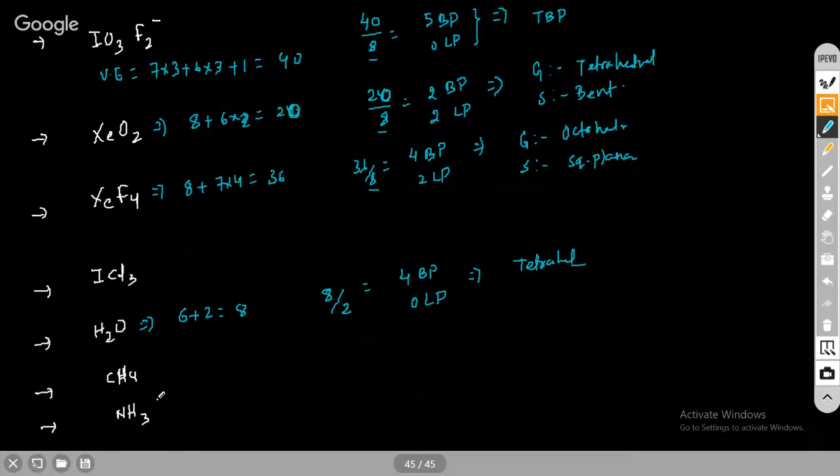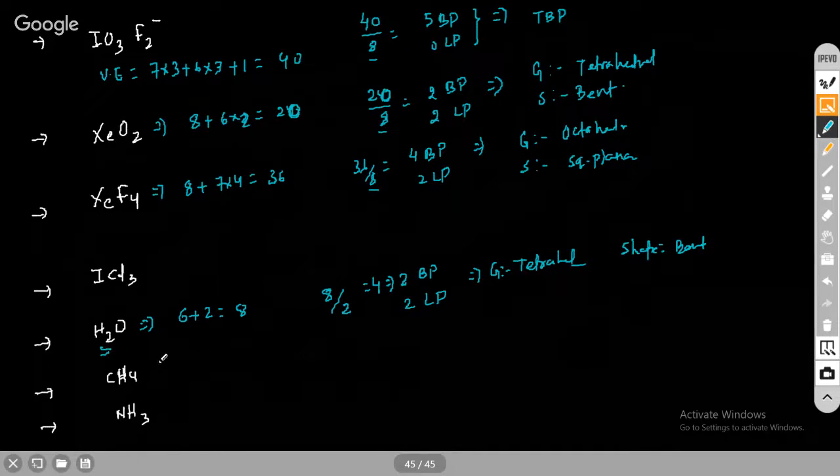Sorry, it is H2O, no? Right. So we have only one mistake. See, we are getting 4 here, right? But you see, there are only 2 hydrogen atoms present. So out of 4, we have 2 bond pair and 2 lone pair. So geometry will be tetrahedral and shape will be bent.